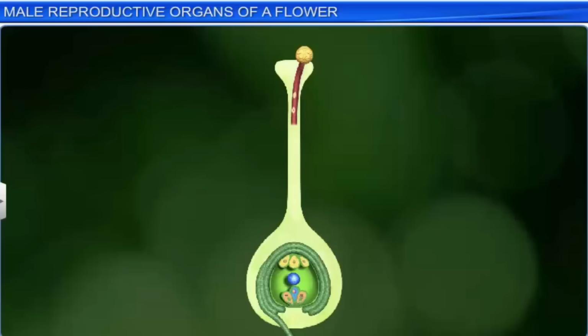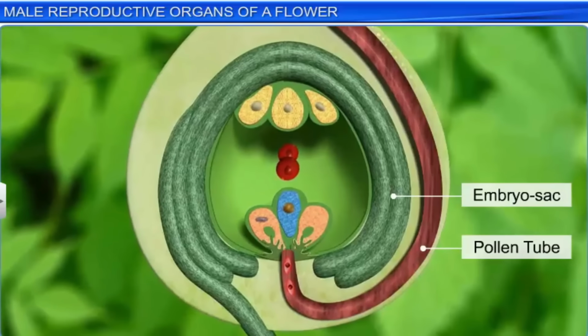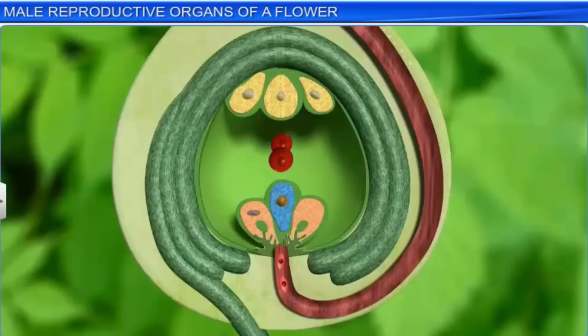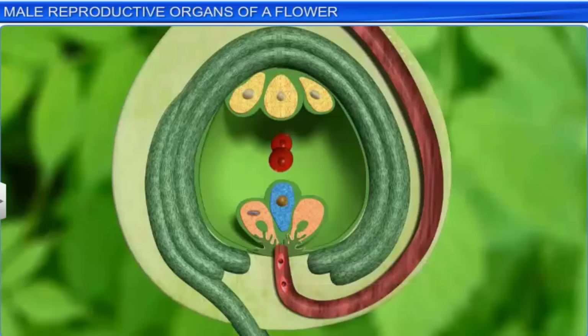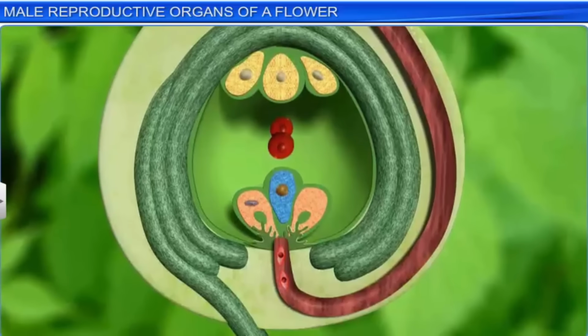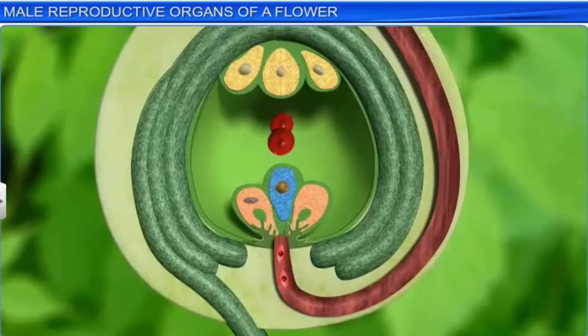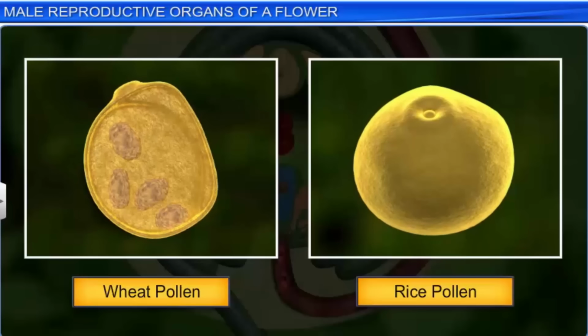When pollen grains land on the stigma, they germinate into a pollen tube that carries the male gametes towards the embryo sac. This ability of the pollen grain to deliver the male gametes to the embryo sac is called pollen viability. However, factors such as temperature and humidity affect pollen viability. Moreover, pollen grains of different plants have different periods of viability.